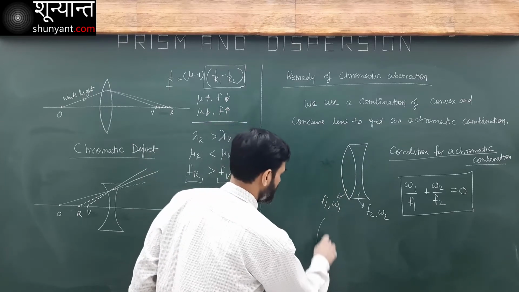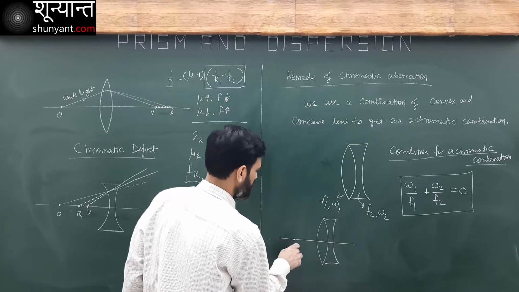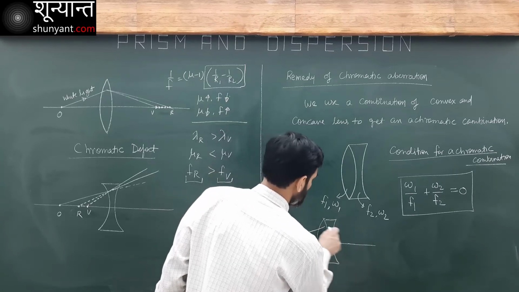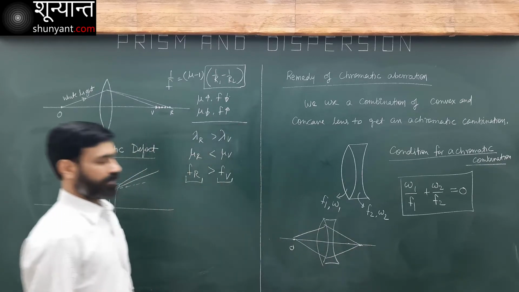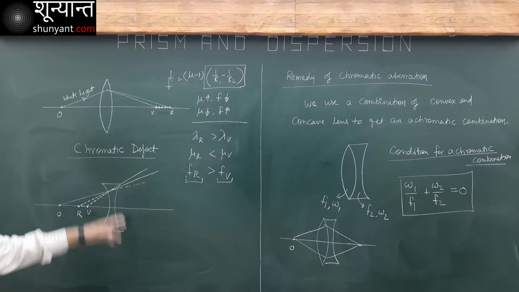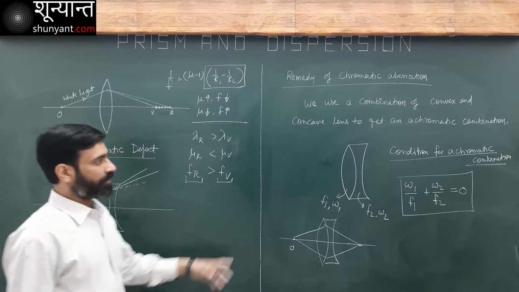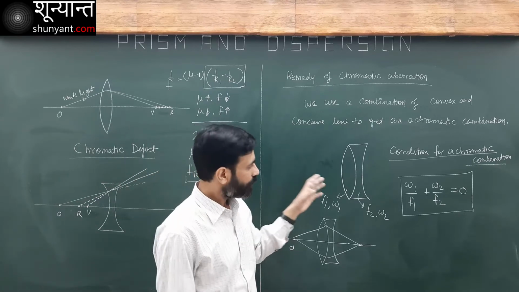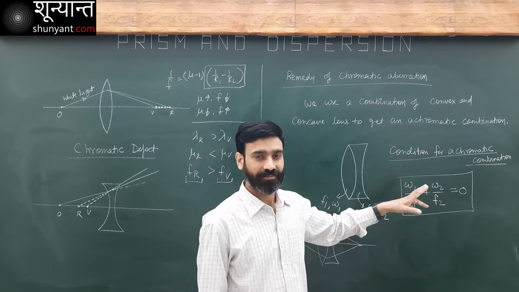So if I have this white light, if I have this object here, then all of the image I am going to get at one place. This is trying to split, this also is trying to split, but then they are balancing each other. But that perfect balance will happen only under this condition. And problems are asked based on this condition.